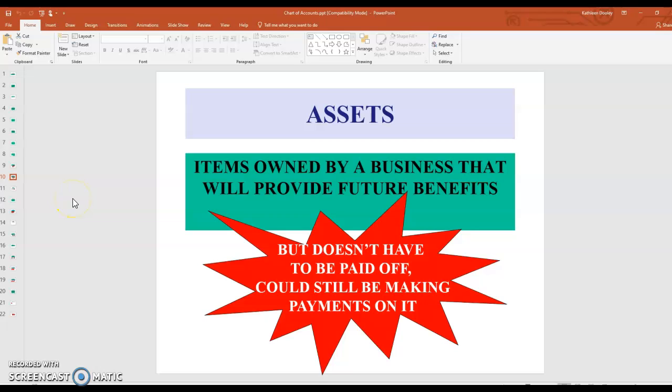Okay, the asset doesn't have to be paid off. So if the business purchases a piece of equipment, but it owes the vendor for that, then it still owns that piece of equipment. Of course, if we stop making payments, the vendor can come and take that piece of equipment away, can come and repo it. But we basically own that piece of equipment, so the equipment itself goes as an asset in the chart of accounts.